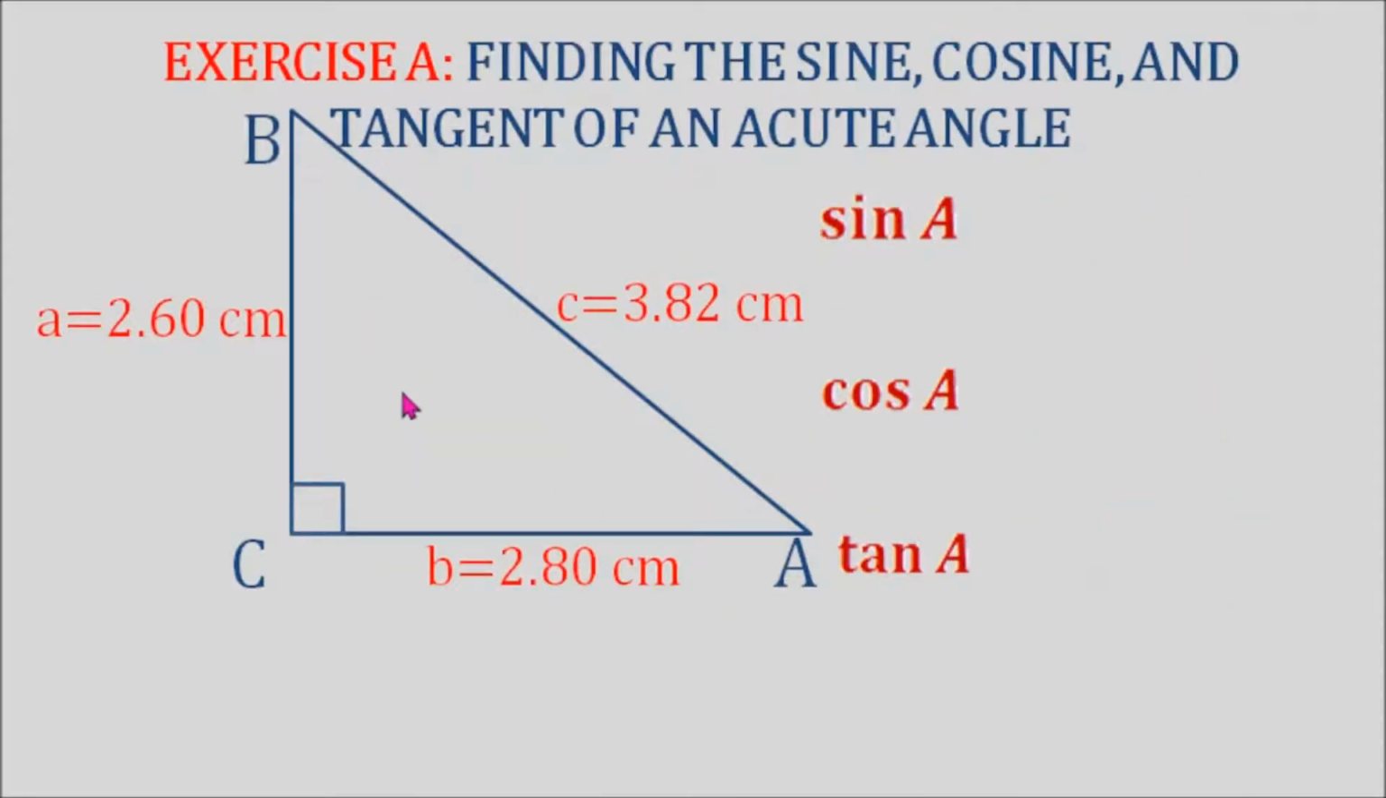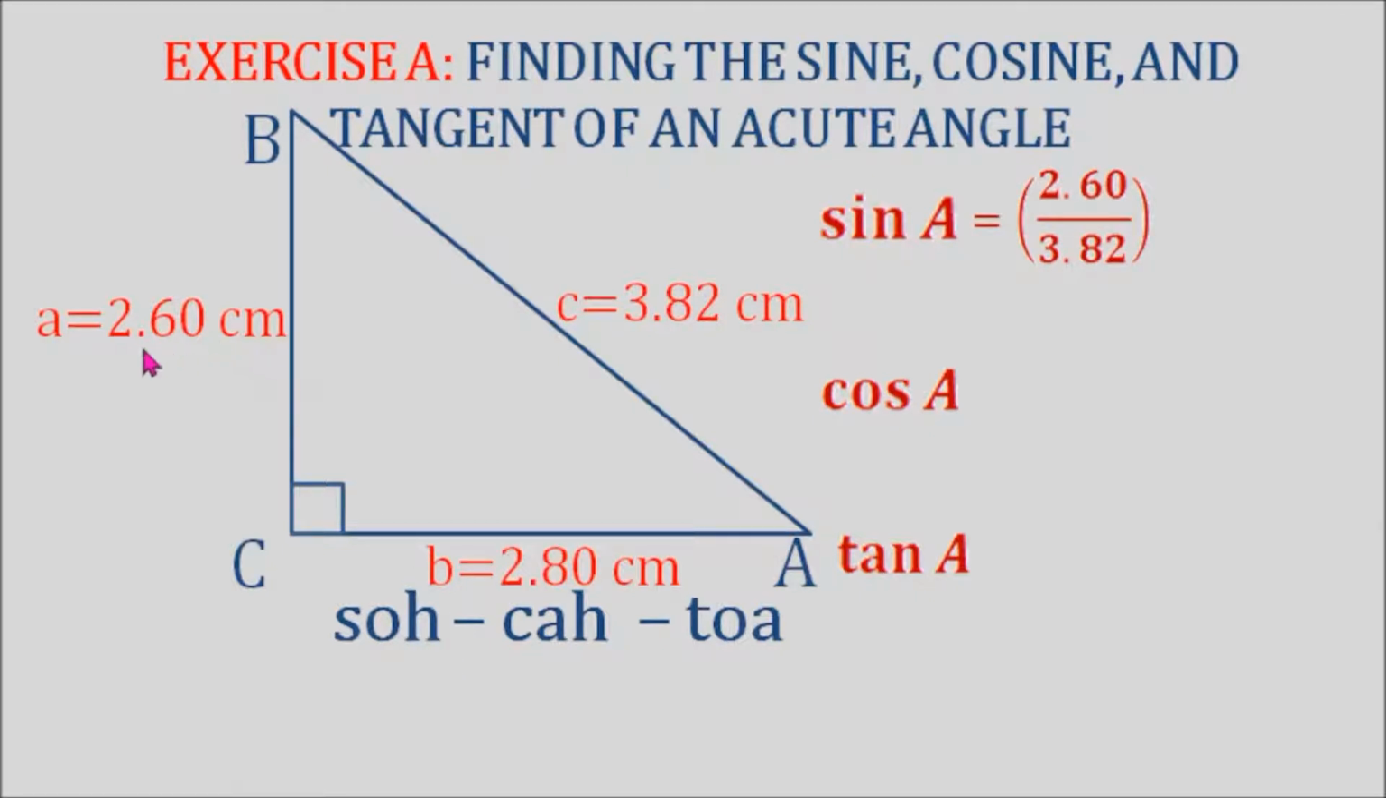Now, let's assign values to all the sides. A equals 2.60 centimeters, B equals 2.80 centimeters, C equals 3.82 centimeters. What is sine of angle A? From our SOH CAH TOA, sine A is the ratio of the opposite side and the hypotenuse. That means 2.60 divided by 3.82, and that is equal to 0.68.